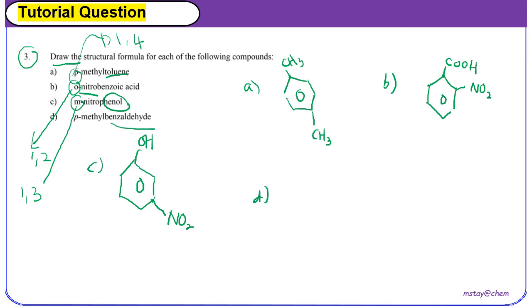D, p-methylbenzaldehyde. Benzaldehyde is a benzene ring with a carbon double bond O, hydrogen. Again, para is 1, 4, so the opposite position has a methyl group. So this is the structural formula for these 4 compounds.